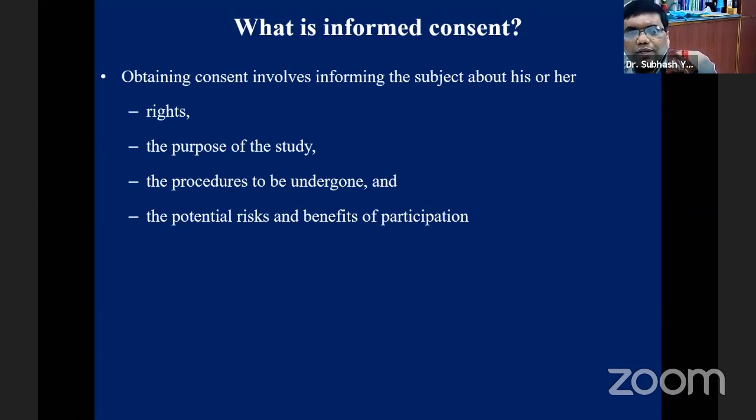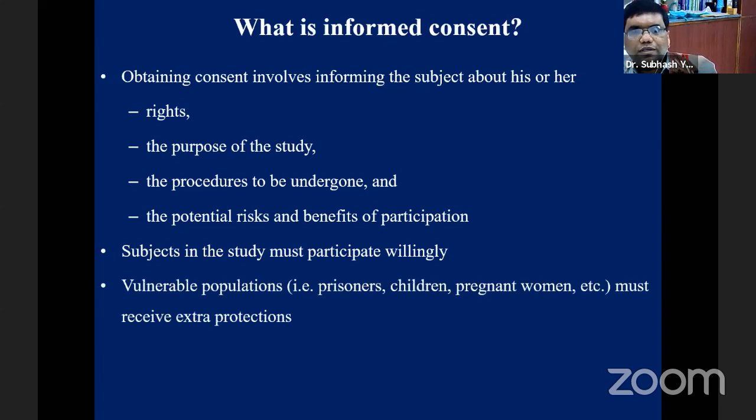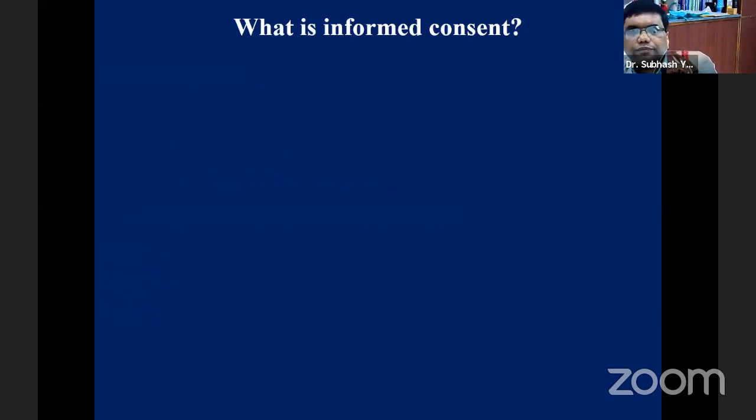Obtaining the consent involves informing the subject about his or her rights, the purpose of the study, the procedures to be undergone, and the potential risks and benefits of participation. These are the basic things we have to explain to the subject. The subject must participate willingly. This is the most important. He should not be forced to participate in the study. And we have to take extra care regarding vulnerable populations, like prisoners, children, pregnant women, or elderly persons more than 80 years old.